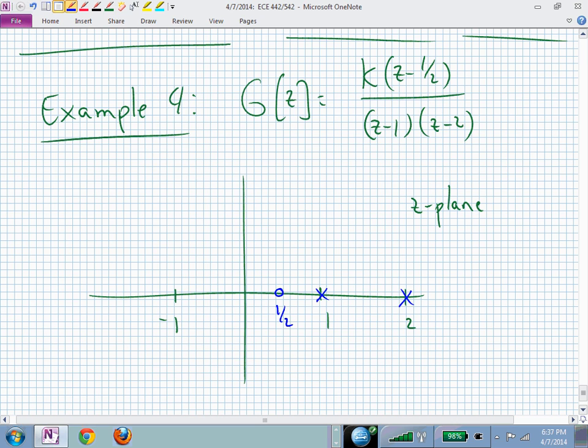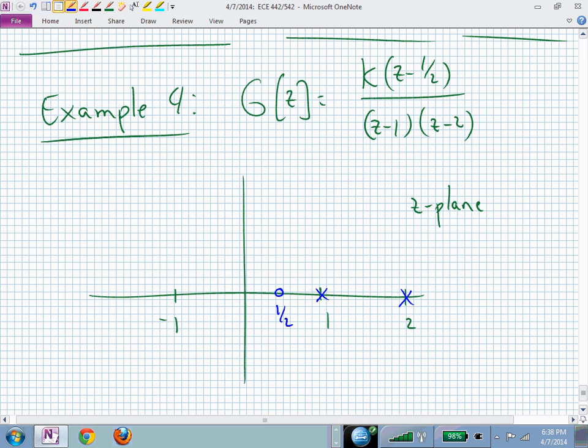Now, how many different real line segments do we have in total? We've now subdivided our real line into different line segments. One line segment is at z equal 2 all the way up to plus infinity. There's 1. We have another segment between 1 and 2. There's 2. We have another segment between 1/2 and 1. That's 3. We have a fourth segment between 1/2 and minus infinity. We have 4 different real line segments that are potential places for the root locus to live.